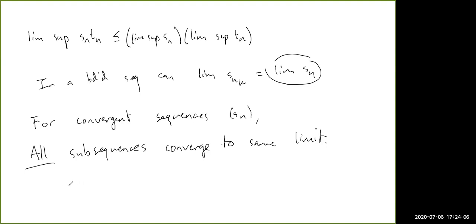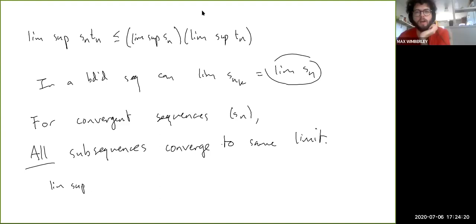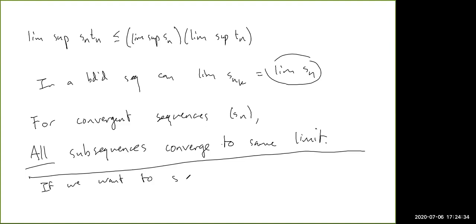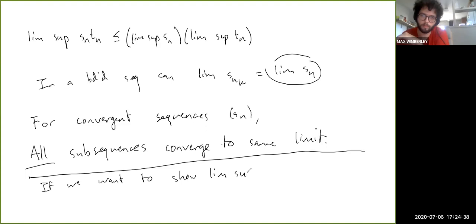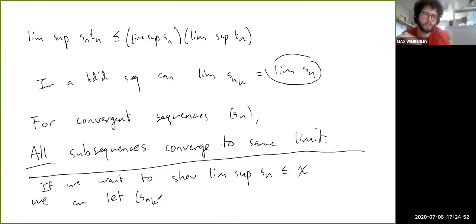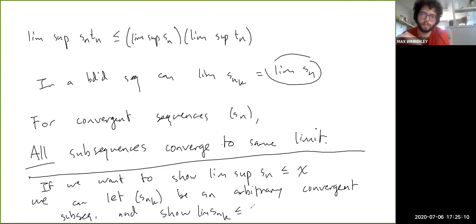So if we want to show the limit of the suprema of a sequence, we just prove something about the limit of a convergent subsequence of it, right? Yeah, the overall logic is a general thing. If we want to show for a general sequence that lim sup Sn is less than or equal to x for some number x, we can let Snk be an arbitrary convergent subsequence and show that the limit of Snk is less than or equal to x.